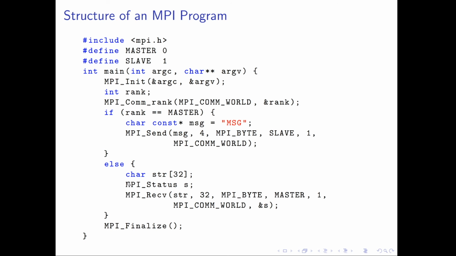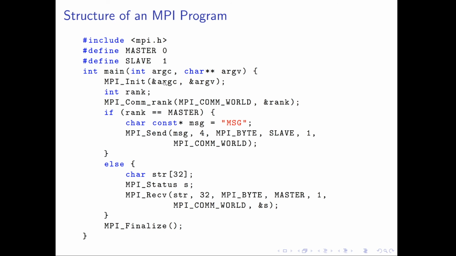And I just tell MPI that I want to receive into that buffer, and I want to receive bytes from the rank with ID master, the ID 0, and I'm also using the communicator world. And then in the end, I tell MPI that I'm finished, and I just finalize execution. This is what happens at the very end before the program exits, so that MPI has the opportunity to do some cleanup. And this is the basic structure of an MPI program.